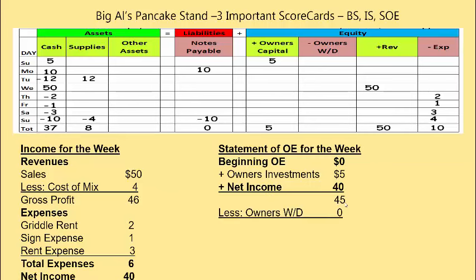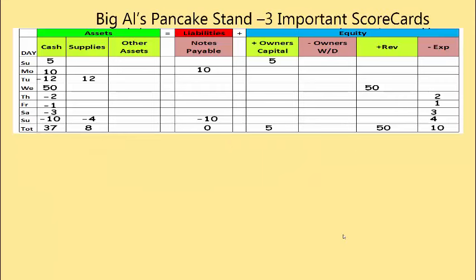And it went down nothing because we didn't take anything out of the business during the week. So our ending owner's equity is $45. And we can say that the little story is beginning owner's equity was 0 and it ended up being $45. And anytime it increases like this, that's good. That means the owner's business is worth more, which is good. Now let's go a little further here.